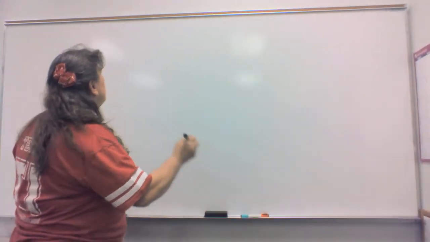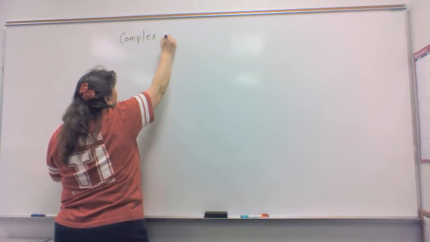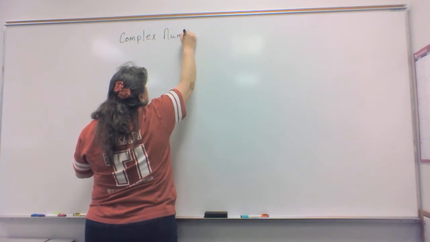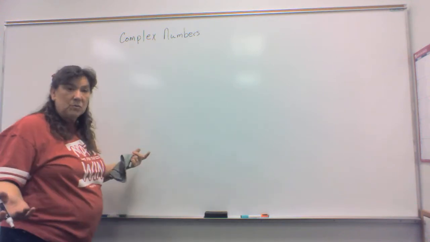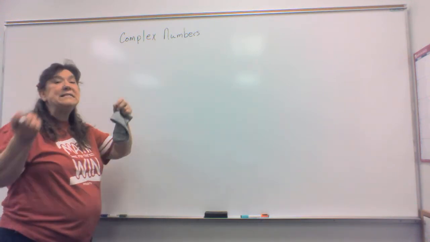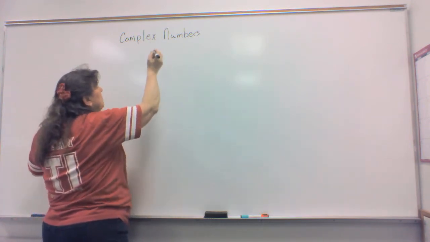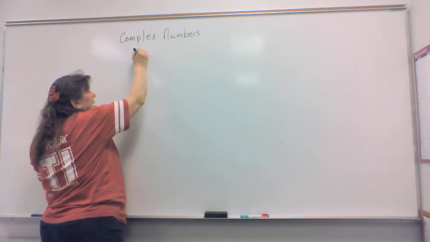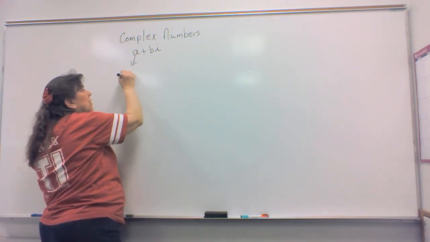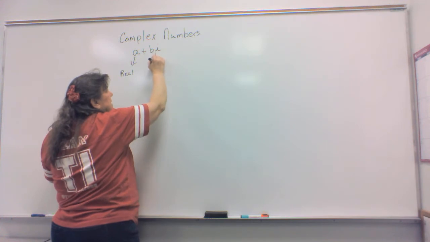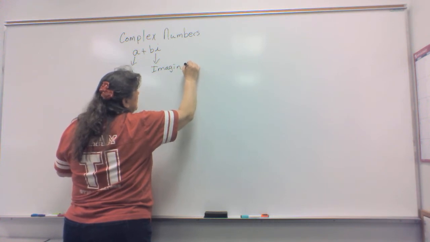So now let's look at complex numbers. Complex numbers is a number set that is even larger than our real numbers, and the reason why is the complex numbers contain the real numbers as well as the imaginary numbers. A complex number is written in this form: a plus bi. The a is your real part of this number, and the b times i is the imaginary part of this number. So what's happening here?